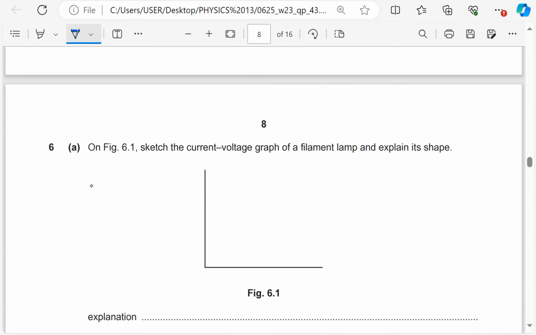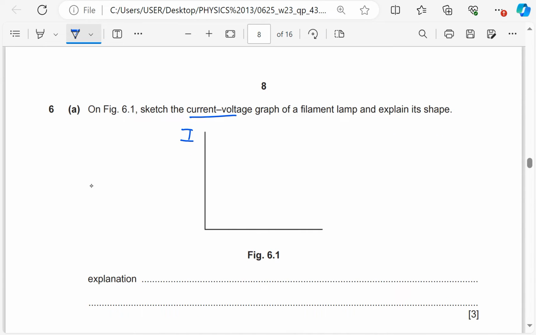On the figure, sketch the current voltage graph. That means current on the y-axis and voltage on the x-axis. For a filament lamp, I think this is easy.